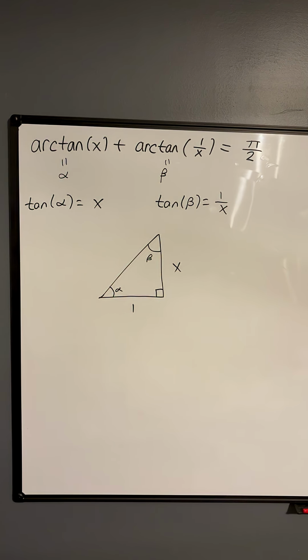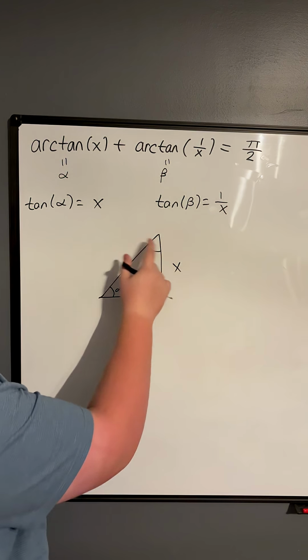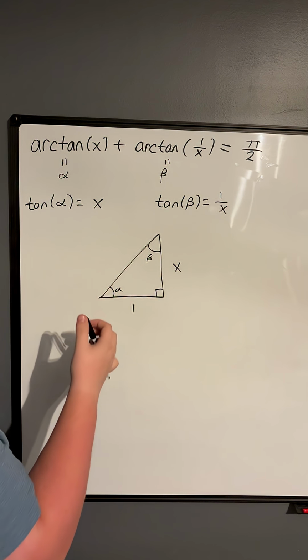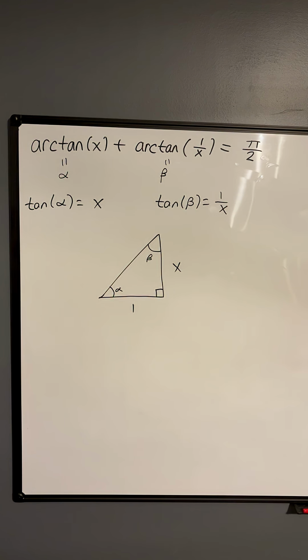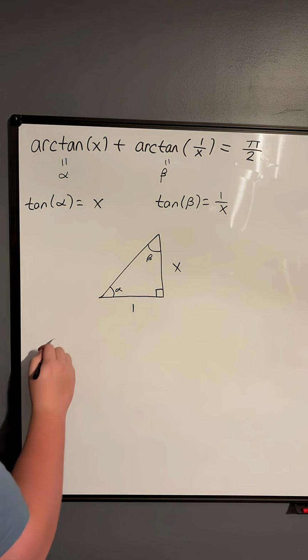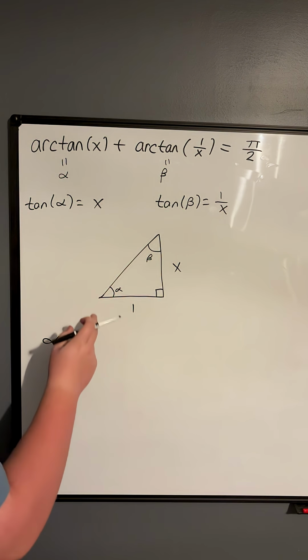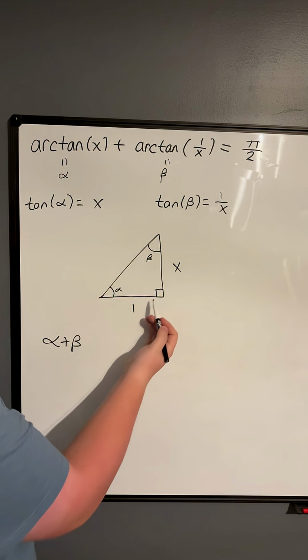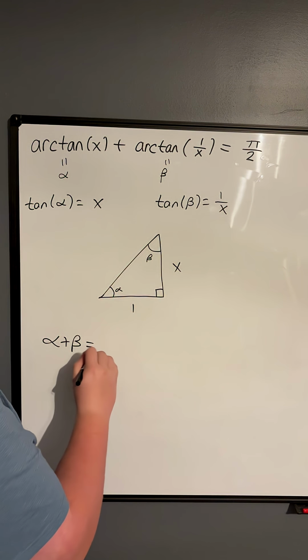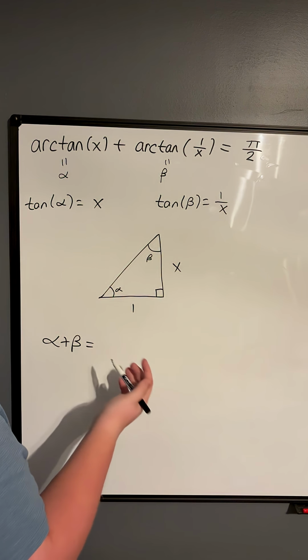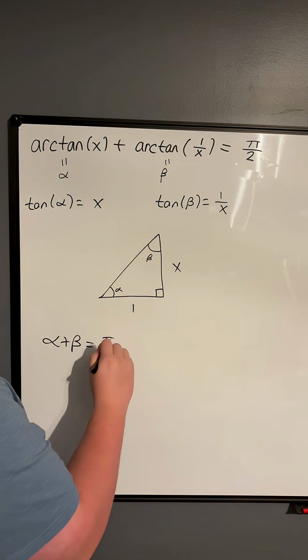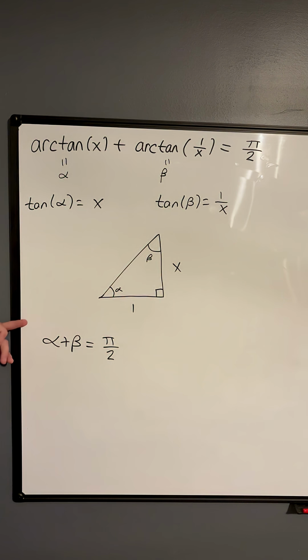Okay, so what we know then is since this is a right angle and the sum of the angles inside of a right triangle, or inside of any triangle, has to be 180 degrees, we know that alpha plus beta has to be whatever's left over, which happens to be 90 degrees because this is a right angle. So this is 90 degrees, but as a radian, we're going to write that as pi over 2. And since alpha was arctan x and beta was arctan of 1 over x, we've shown this identity.